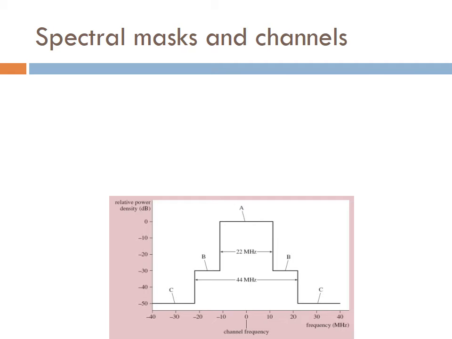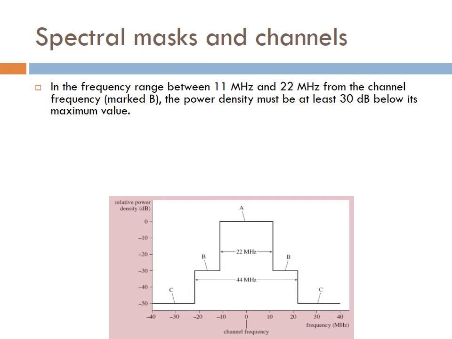In the frequency range between 11 megahertz and 22 megahertz from the channel frequency, marked B, the power density must be at least 30 dB below its maximum value. A decibel value of minus 30 dB corresponds to a fraction of 10 to the power minus 3, so the power density in this zone cannot exceed 10 milliwatt per megahertz divided by 10 to the power 3.